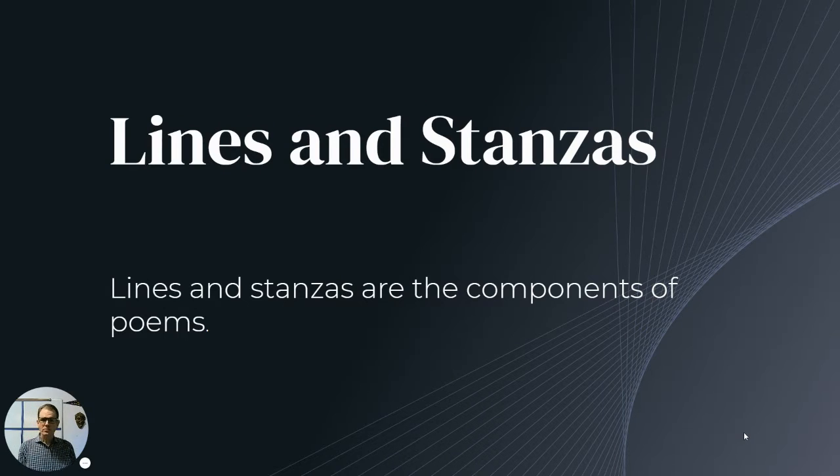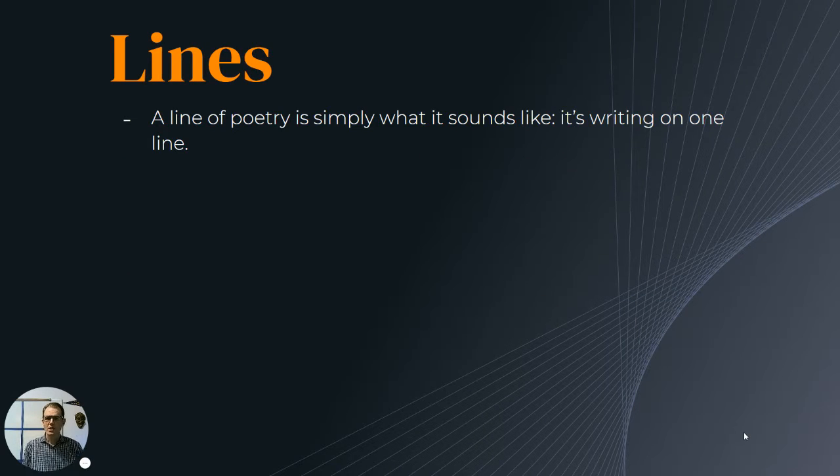All right. So we're going to cover what lines and stanzas are. These are those components of the poem. The meter and rhyme is kind of that rhythm to it, but these are the components. All right. So a line is simply what it sounds like. A line is writing on one line. As soon as you move down to the next line, you have a new line.